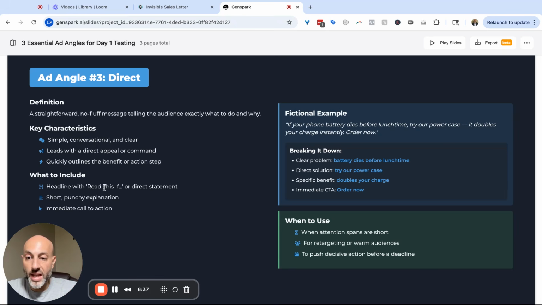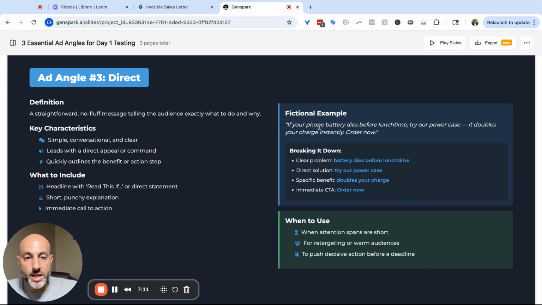We may do things like, hey, read this if you own a car dealership and you want to sell more cars, right? Or read this if you're a golfer and you want to cut 5 strokes off your game. Read this if you're a marketer and you're struggling to get leads in 2025. It could be something like that. And it's just immediate call to action. It does not have to be "read this if." That's just an example. It could be step by step how to do this. Step by step how to cut 5 strokes off your golf game.